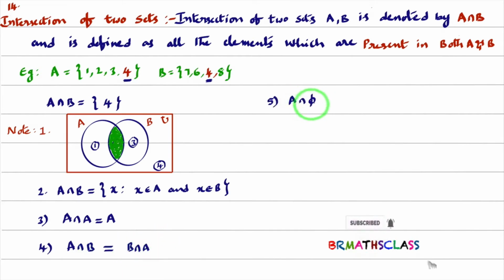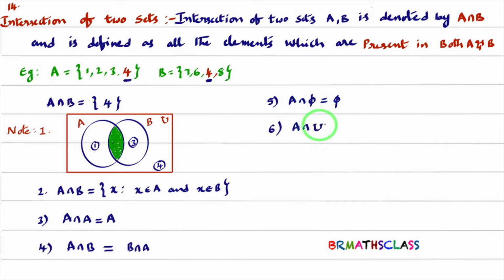A intersection null set. Here you try to remember this. When we do union of two sets, we will get the bigger set. When we do intersection of two sets, we will get the smaller set. Here A is a set and phi is the empty set. We know that the empty set is a subset of every set. In these two sets, which set is smaller? So the intersection of these two is the empty set. A intersection empty set is the empty set.